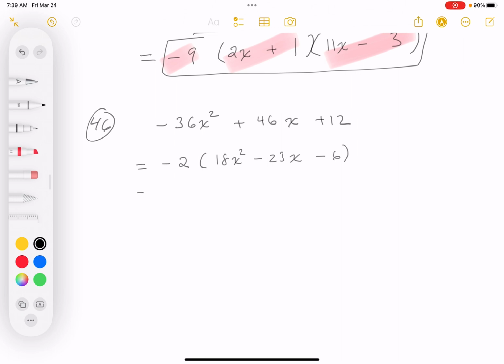Right, so I'm going to try something over here. And certainly someone says, I wonder what the 18x squared is. There's a variety of choices over here. But I'm going to try 2x and 9x. And that would definitely give me 18x squared.